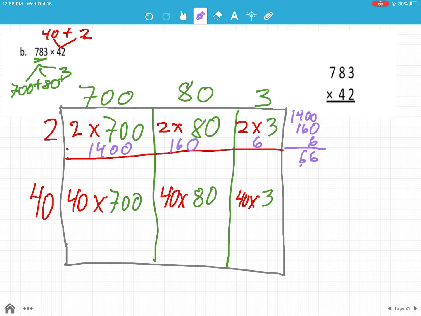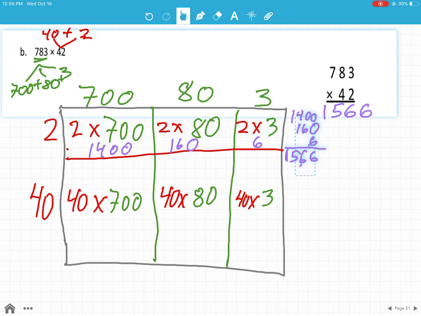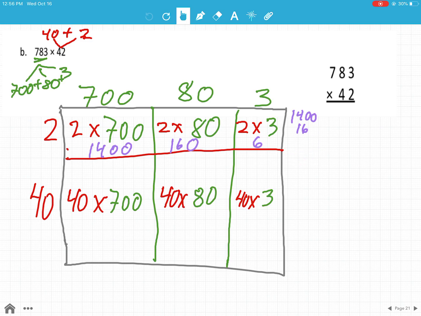Oops, sorry. And that gives me 1,566. I'm going to go ahead and move this best that I can. I knew that was going to happen. So let me do this again so you can see what happens.